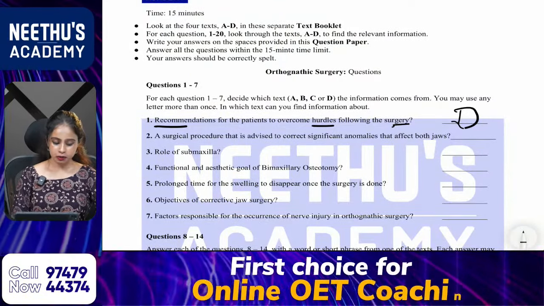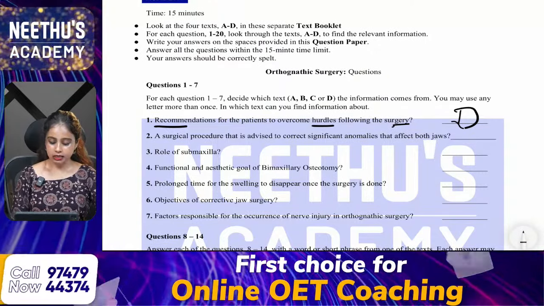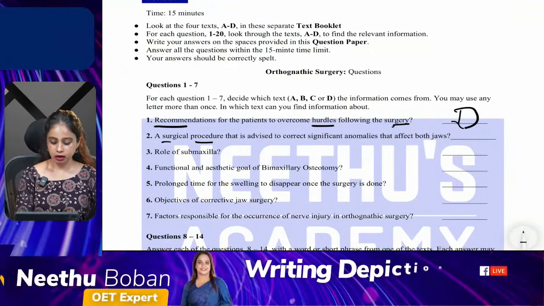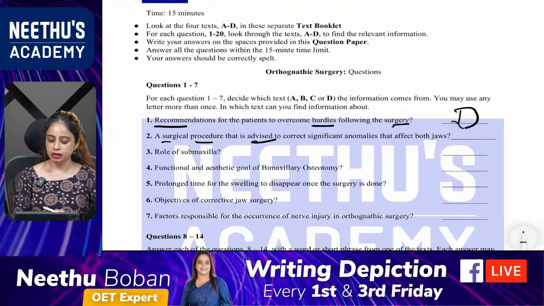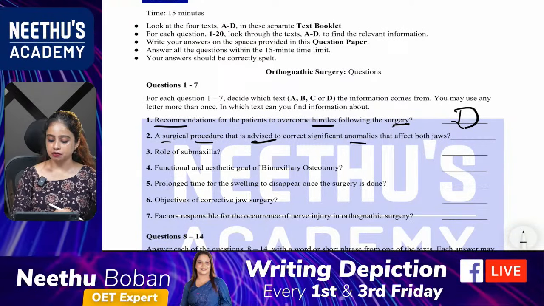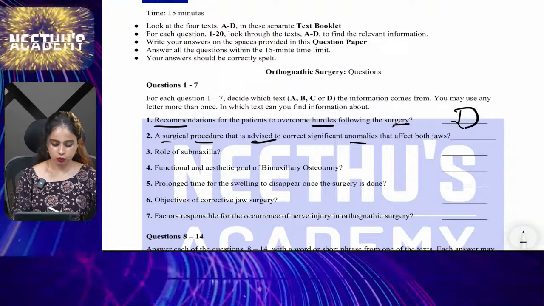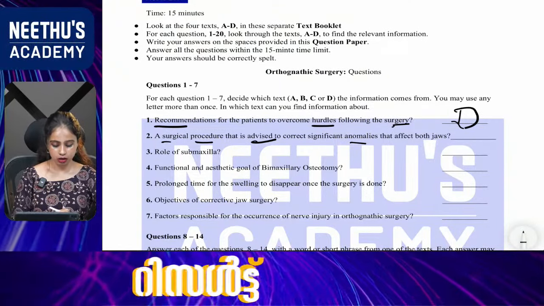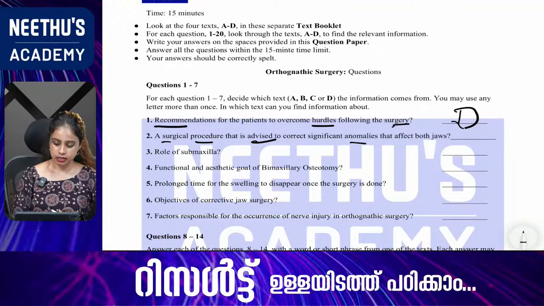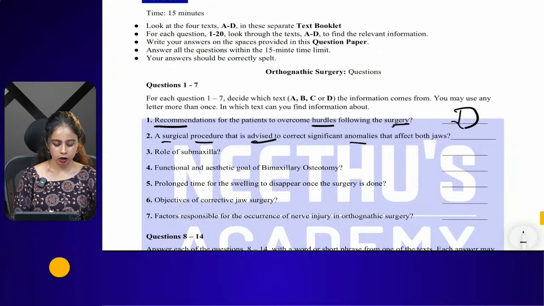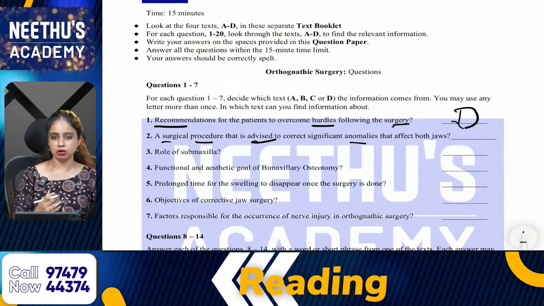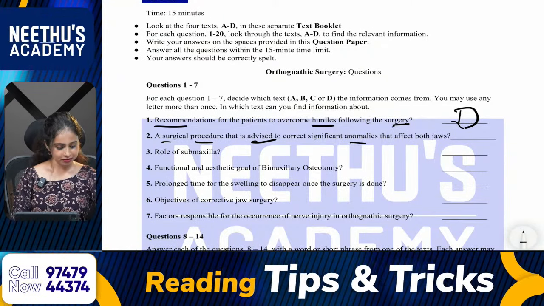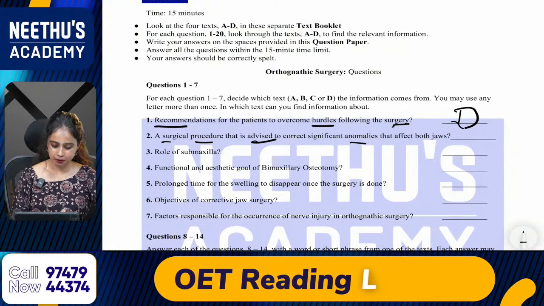All right, so what about the second question? A surgical procedure that is advised to correct significant anomalies that affect both jaws. So where is it mentioned? Any idea? A surgical procedure that is advised to correct significant anomalies that affect both jaws, the upper and the lower jaw? Any idea? Okay, Monica, very good. It is text B.